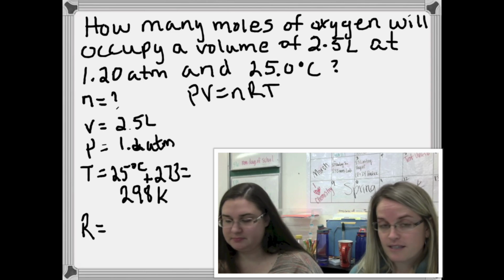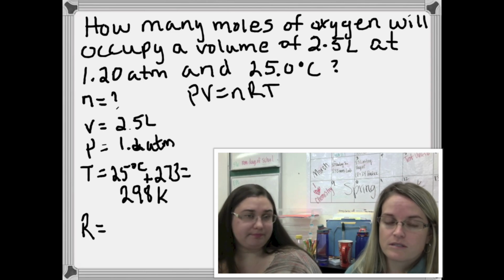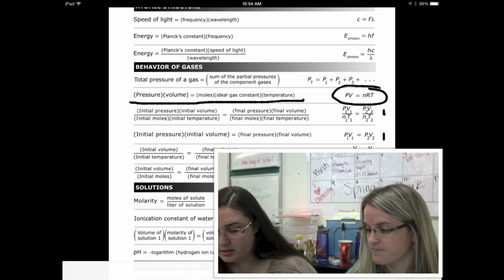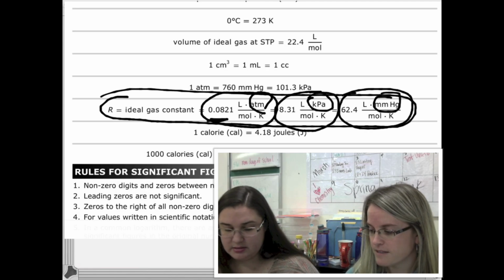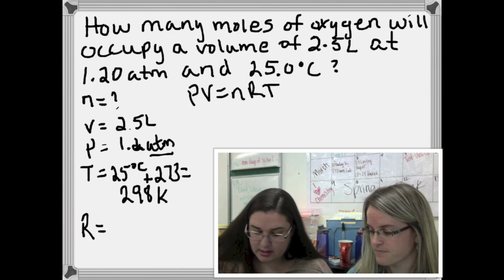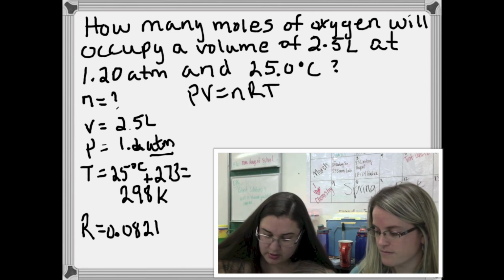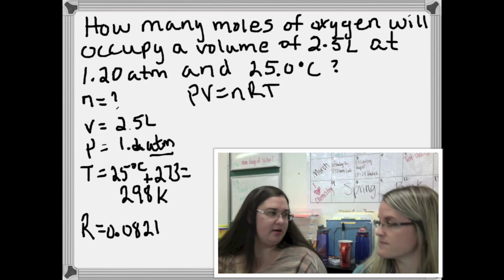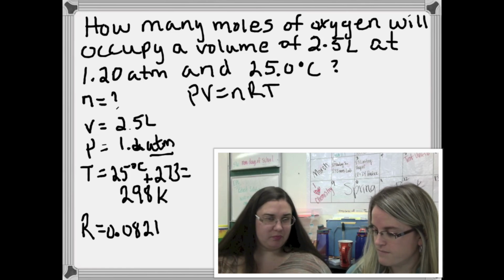Now, one of the things that we really need to stress to you is that it must match your pressure unit. So we need to look at our pressure units. We know our pressure is in atm, so if we go over to our chart, the one that's atm is 0.0821. I'm not even going to write the units, they are a pain. I'm just not going to write them for this. So we know that's our constant.